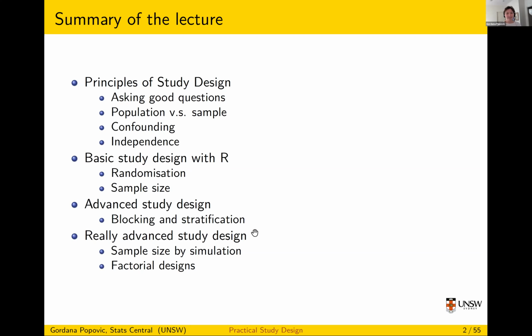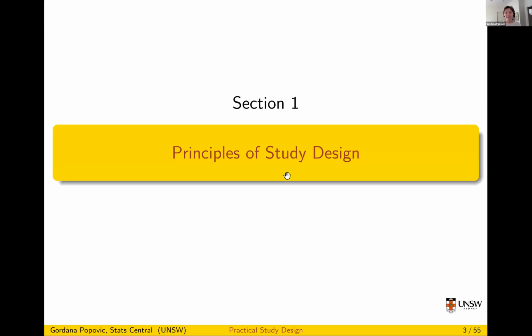And then this bit says advanced study design, but definitely stick around for this bit, because this is where you learn how to get something for nothing. You get to increase your power without increasing your sample size. That's the bit that's really helpful sometimes. And then the really advanced study design is some more advanced things like simulation. If you estimate your sample size, you need to do so by simulation. I'll talk about that a bit, and factorial designs and other bits and bobs of advanced stuff that you can do. All right, so let's get started.